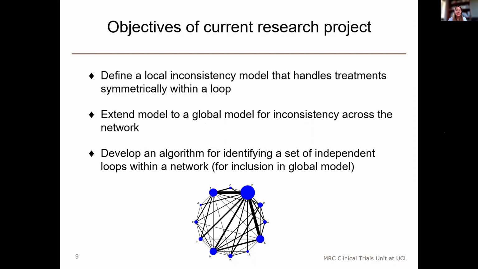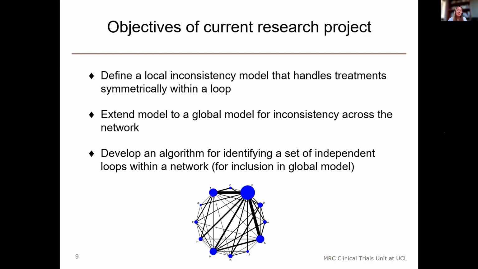So the initial objective of this research was to define a local consistency model that handles the treatment symmetrically within a loop. The next objective was to extend this model to a global model, which allows us to test for inconsistency across the whole network. A global model needs to be fitted to multiple independent loops. And over the next few slides, I'm going to talk about how we identify independent loops.